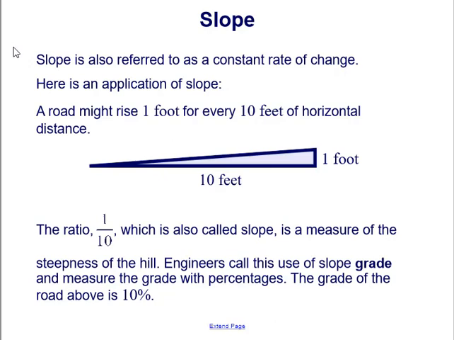Slope is also referred to as a constant rate of change. Here is an application of slope where that would apply. A road might rise 1 foot for every 10 feet of horizontal distance. So 1 foot is your change in y, and 10 feet horizontal is your change in x. That ratio, 1/10, which is also called the slope, is now the measure of the steepness of the hill. Now, this is a real-life application because engineers call this use of slope grade and measure the grade with percentages. So the grade of the road above is 10% because it's 1/10 as the slope.